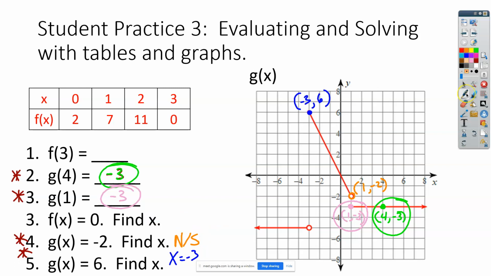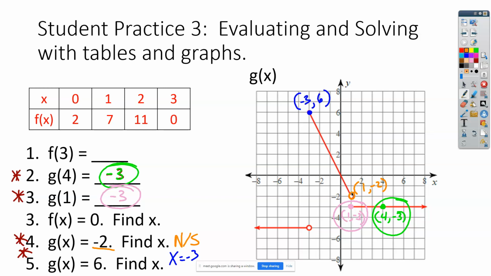Okay, so for number 4 there, g of x equals -2. Well, in that case, we're saying that the y value is -2. There's only one point on our red line up here where there's a y value of -2, and it's right here. But the problem is it's an open dot, so it doesn't exist. If it was a solid dot, we would say the answer is 1. But since it's an open dot, there's no solution.